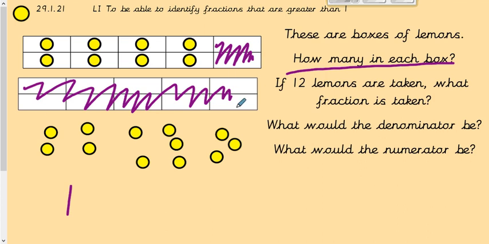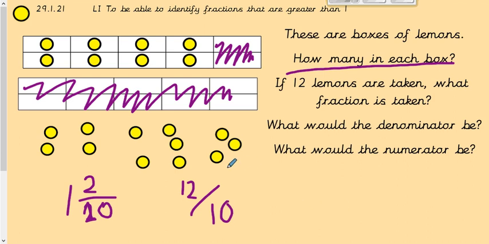So we have 1 whole and then 1, 2, 3, 4, 5, 6, 7, 8, 9, 10. It's out of 10, so that's going to be our denominator. Don't know why I went to write 20. It should be a 1. And how many are shaded? 1, 2. So therefore 1 and 2/10 lemons were taken as a mixed number fraction. If you did an improper fraction, it would have just been 12/10.